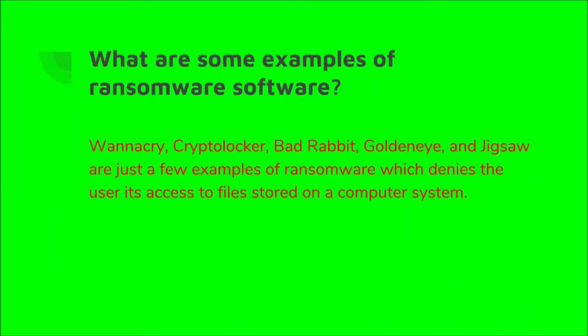What are some examples of ransomware software? WannaCry, CryptoLocker, BadRabbit, GoldenEye, Jigsaw, and more are a few examples of ransomware that denies the user access to files stored on a given computer system.